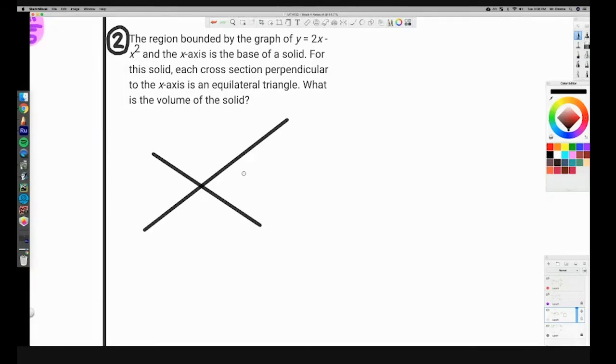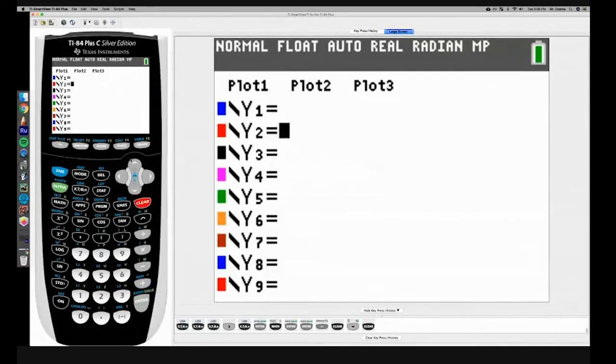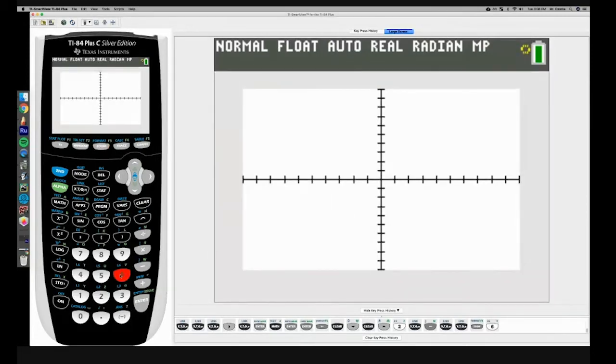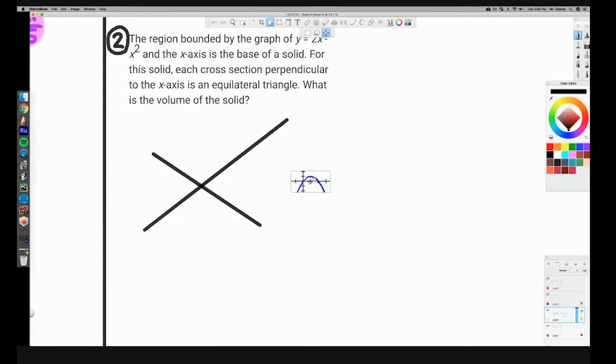Okay, so first thing we need to do is figure out what this graph even looks like. You can do that by graphing it or just kind of knowing parabolas. I would graph it just to be safe, though, because sometimes people think they know what something looks like and they don't. Zoom standard. All right, so we have something like this. That's the shape that we need. Let's do this.